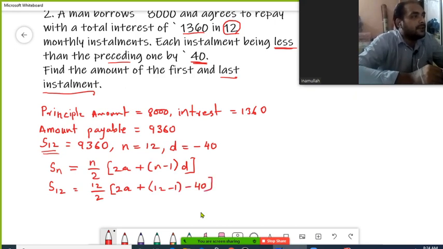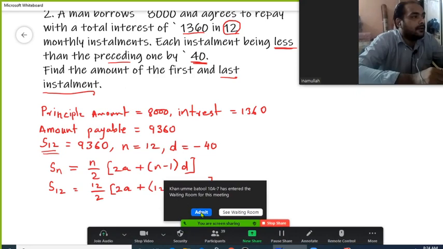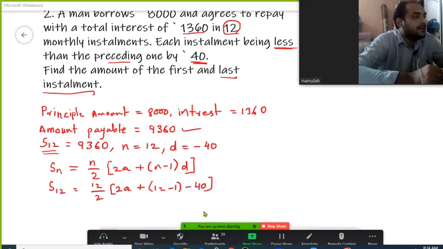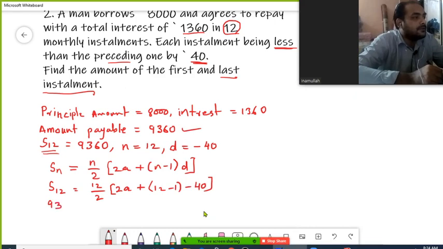S12 is 9,360. So here we can write 9,360, and this 12 by 2 will become 6, into bracket 2a plus 12 minus 1, that is 11, into minus 40.